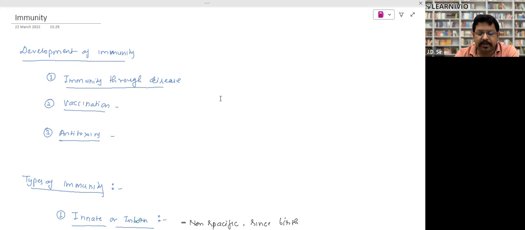Immunity development takes place through disease. Suppose I am a healthy person and I do not have any disease. When the first disease pathogen comes inside my body, the disease will start infecting me. Now my cellular system, WBC, will start making antibodies against it and fighting it. And after a few days, I'll be okay.